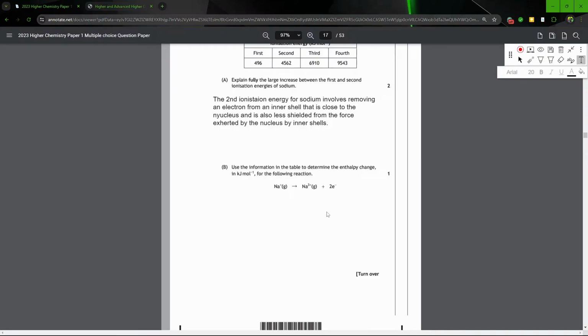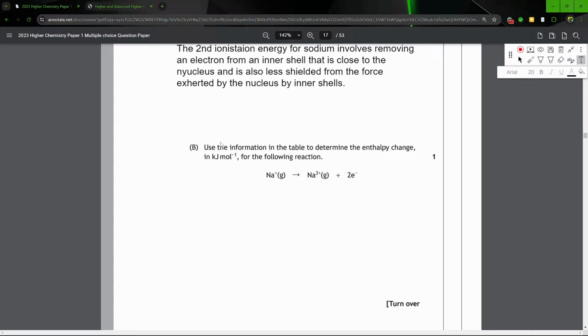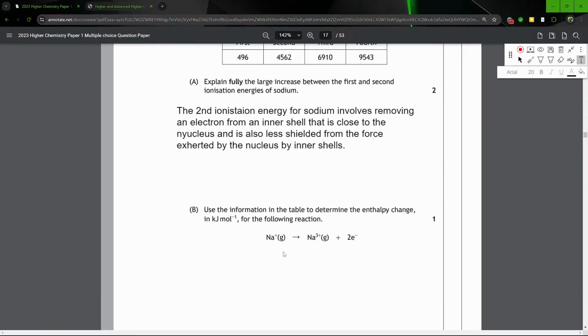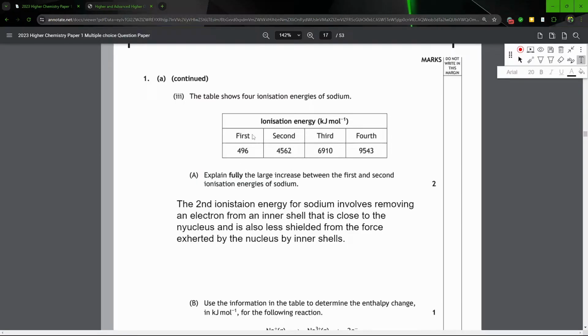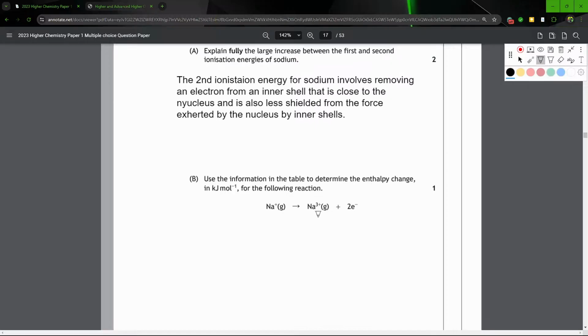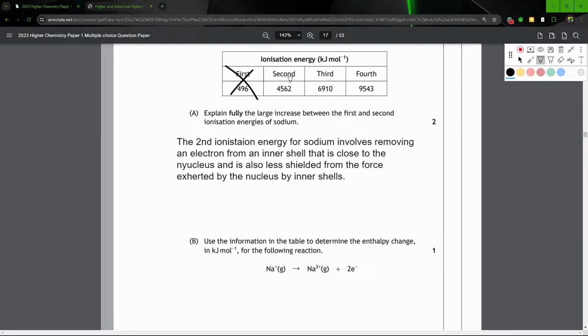Use the information in the following table to determine the enthalpy change in kilojoules per mole for the following reaction. We can see we have ionized sodium going to even more ionized sodium. So we've already done the first step, so we don't need to include that, because sodium's already ionized. Then we're going to the second and third ones, but not the fourth. And remember, we need to add these 2 numbers together because they're not summated, I think it's the word.